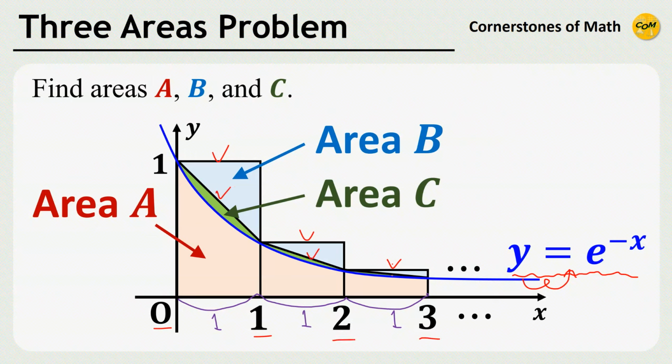Then we have these line segments connecting the points on the graph. Here, area A is defined as the area between the graph and the x-axis, starting from x equals 0 and all the way to infinity. Area B is defined as the sum of areas of these infinitely many triangles at the top. And area C is defined as the sum of the areas of these small regions between the graph and the inclined line segments. Let us find the values of areas A, B, and C.